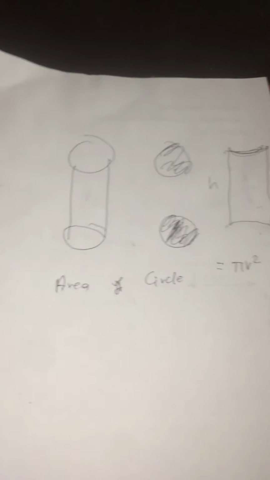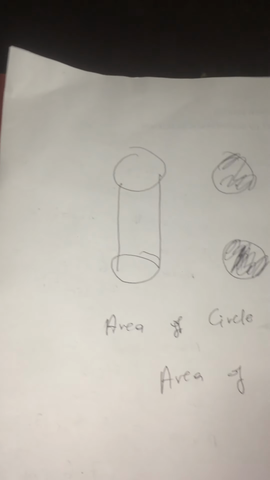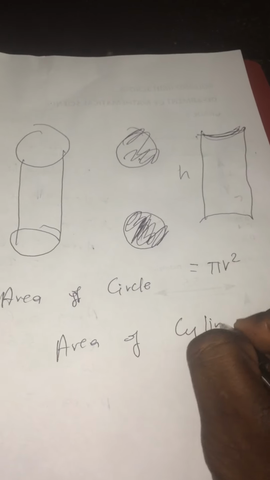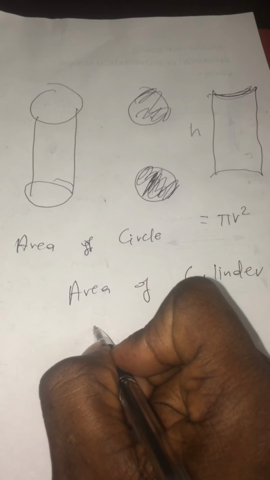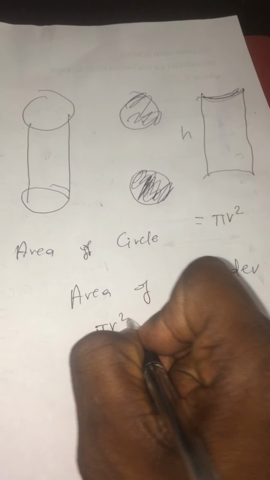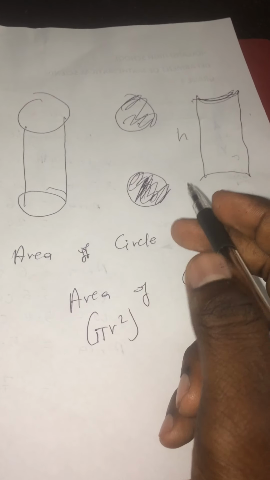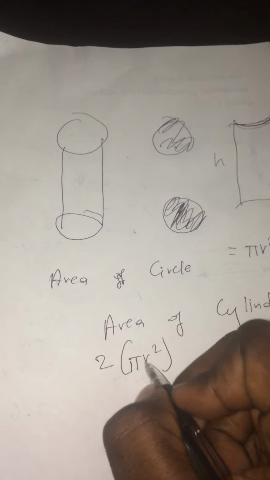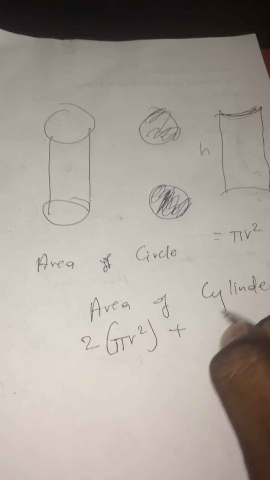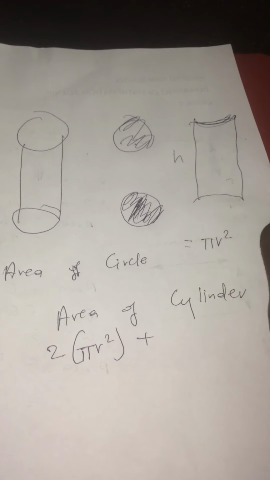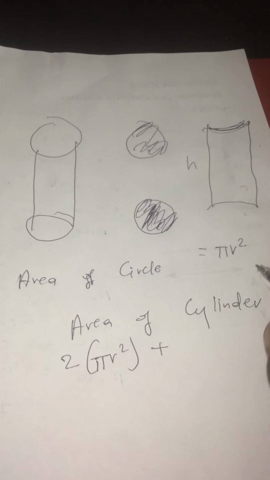So let's do the easier part first. Area of cylinder is equal to the circles at the top and bottom, so it's going to be pi r squared, that's the circle at the top or bottom, and then we're going to multiply by 2 because we have two circles with the same area. Then we're going to find the area of this irregular rectangular column.